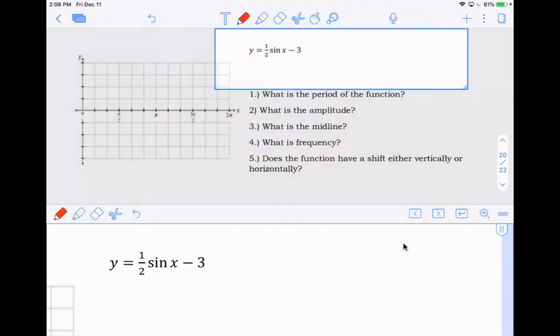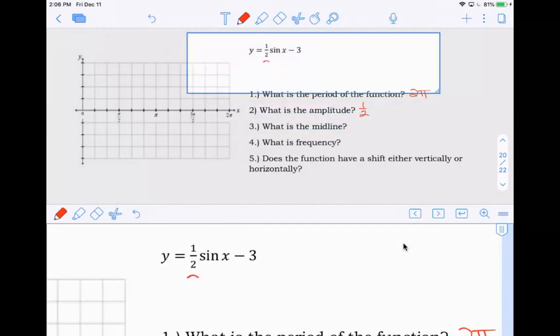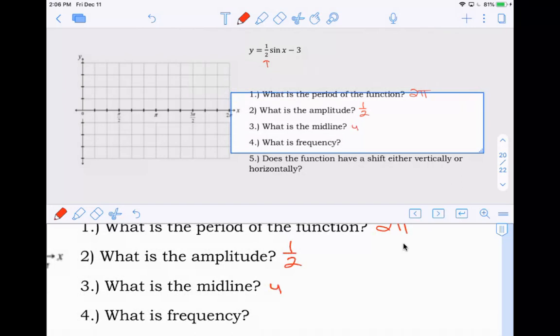Here we go. Now I'm going to try and just pick out the answer to these questions before I graph it. So what is the period of this function? 2 pi. That has remained unaffected. What is the amplitude of this function? 1/2. How do I know that? Because this is a stretch, and a stretch is going to affect how far up and down it goes. It's going to match that number. What is the midline? Y equals -3.